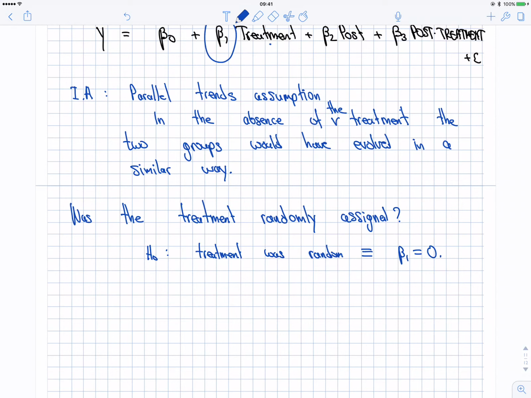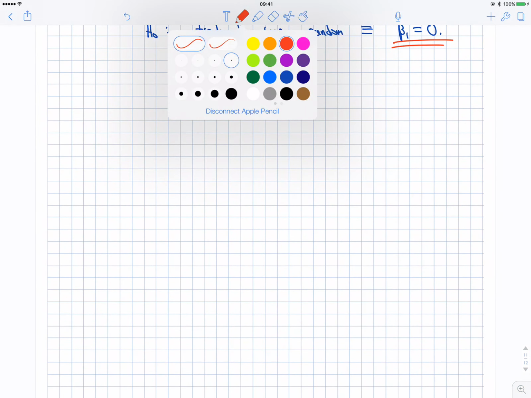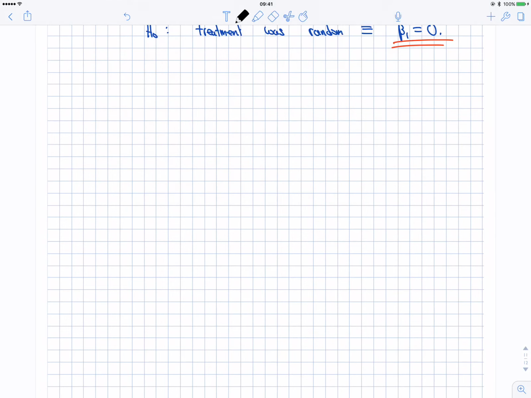Now, note one thing. The parallel trend assumption does not require beta 1 to be 0. It simply requires that the differences, whatever they are, that are captured by beta 1, still hold. So you could still have the parallel trend assumption holding without having a random assignment. So that's an important bit to know. And in the second part of this video, what I want to do is give you a graphical representation for this.